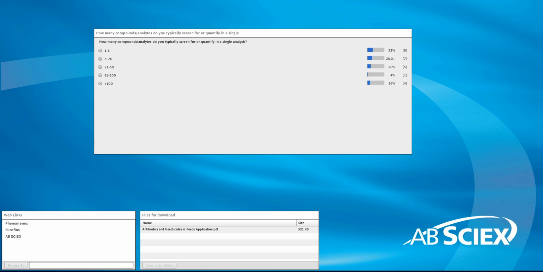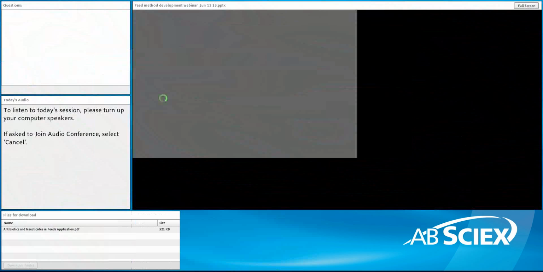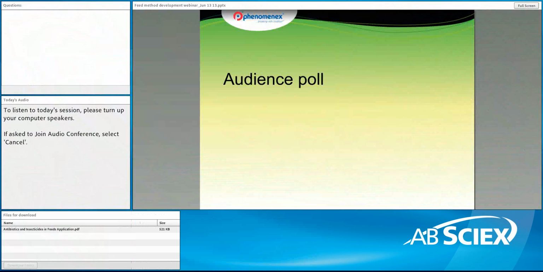And we'll go ahead and broadcast the results, and what we can see is most of the results are showing a mix between anywhere between 1 compound and 50 compounds. So Saeed, keep that in mind as you're going through your talk about developing your multi-residue chromatography method. So I'll hand it back over to you.